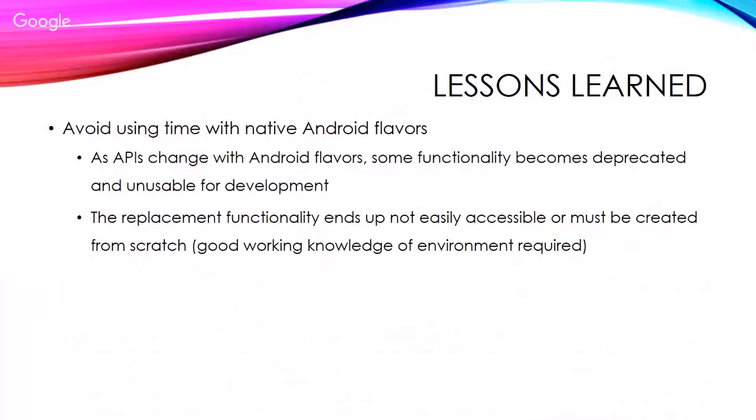So out of this joyous journey of making a mobile app for our program, for our course, what were our lessons learned? To avoid using time with native Android flavors, the APIs change with each Android flavor, and that also changes the methods or the actual names for the methods, or even just completely deprecating them or making them unusable for development afterwards. The replacement of the functionality ends up not being easily accessible or must be created from scratch. So that means we had to have very knowledgeable access to everything that is going on in there.